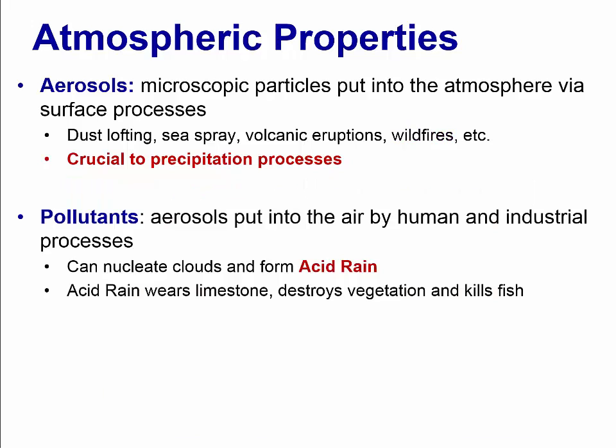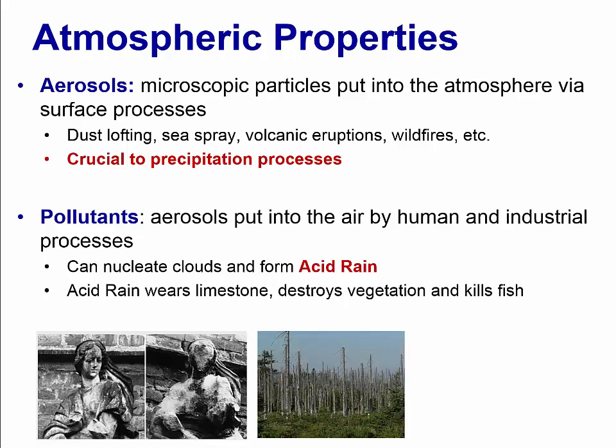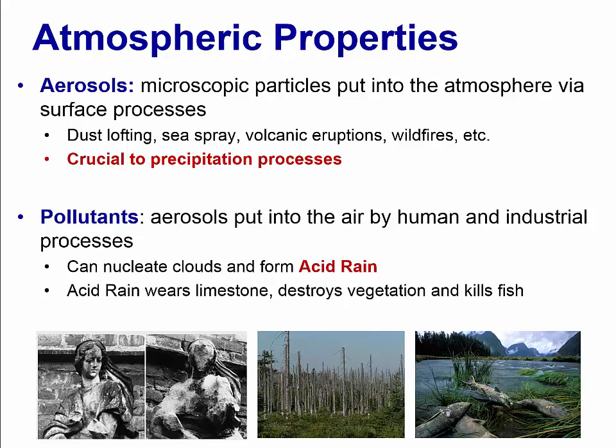There's a subset of aerosols that we call pollutants, and these are aerosol particles that are put up into the air by various human activities and industrial processes. These aerosols can form acid rain, which we know can be very dangerous at the surface. It wears away limestone and other types of rock. It can destroy vegetation, such as entire forests that experience acid rain events. And when acid rain falls into water resources, it can destroy various wildlife populations in those areas.